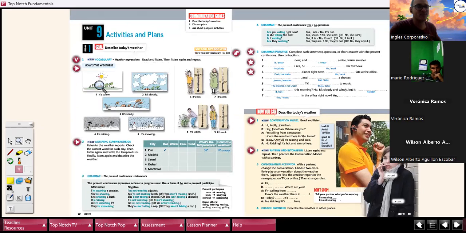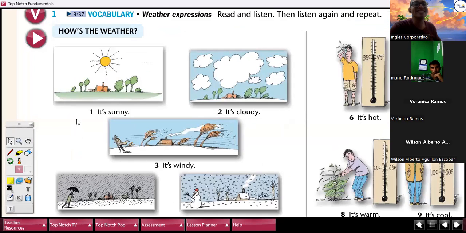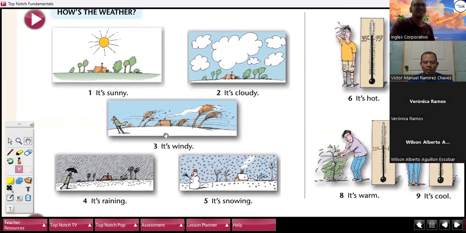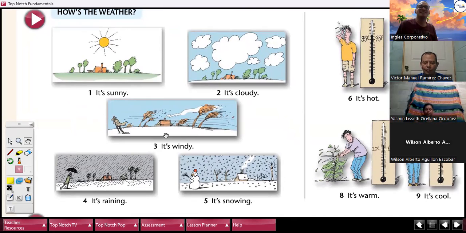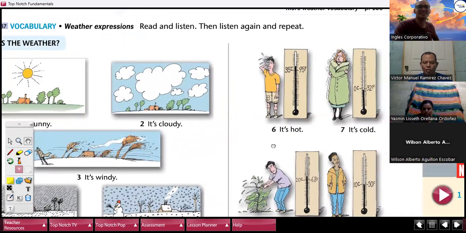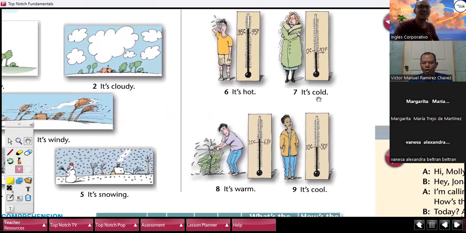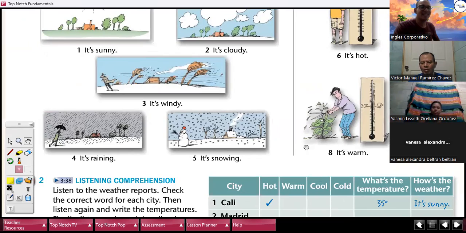Now let me go with this. Okay, vocabulary over here, guys, and everybody review, please. It is sunny. It is cloudy. It is windy. It is raining. It is snowing. It is hot. It is cold. It is warm. It is cool.